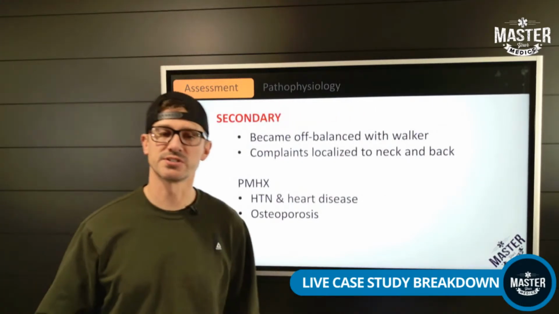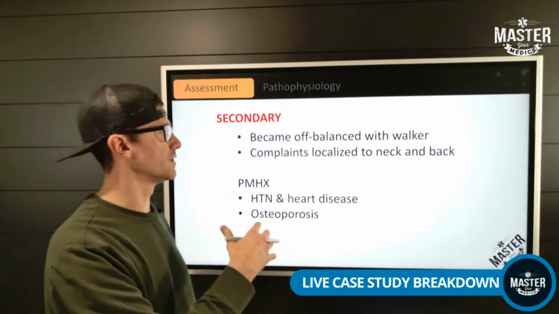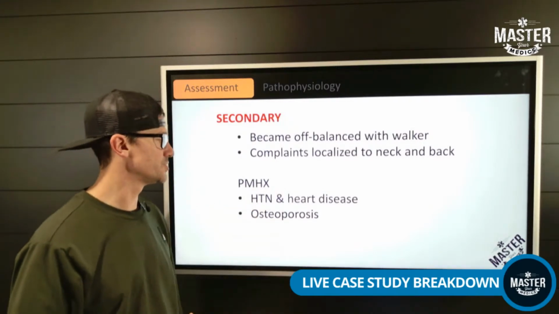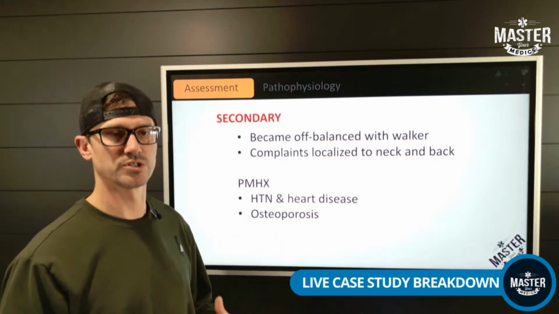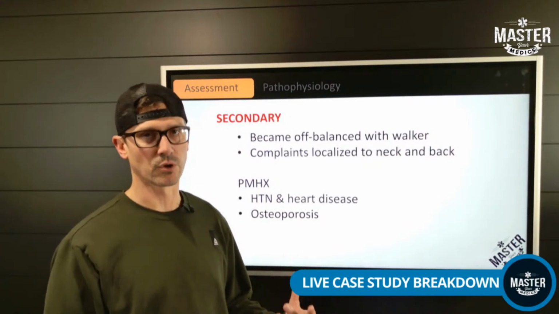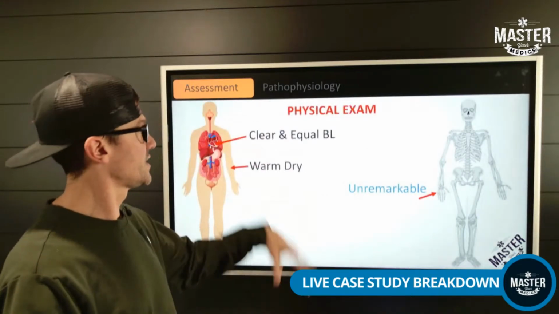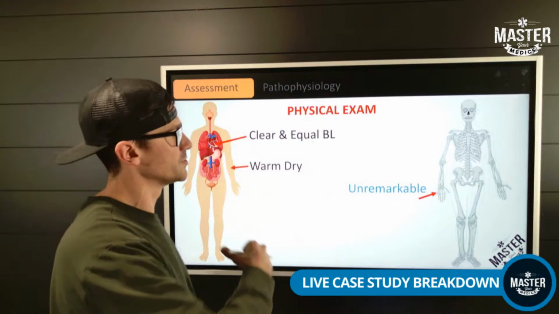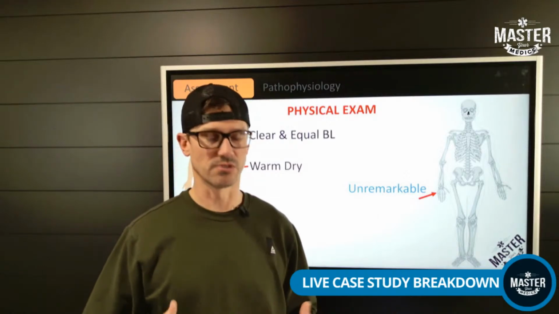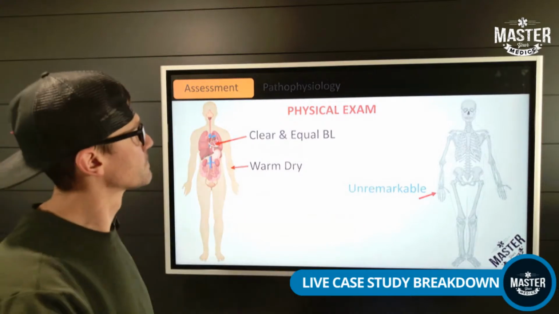In conversations with her, she stated she became off balance while she was traversing through her house with her walker. Again, she's only complaining of pain localized to the neck and the lower back. She has a past medical history of hypertension, heart disease, and osteoporosis, which was the underlying cause that ended up resulting in her weakness and requiring a walker to get about. Physical exam: lungs were clear and equal. Her skin's warm and dry. Musculoskeletal, other than the neck and the back, everything else is unremarkable. So pelvis is stable, PMS is intact, all those good fun things.